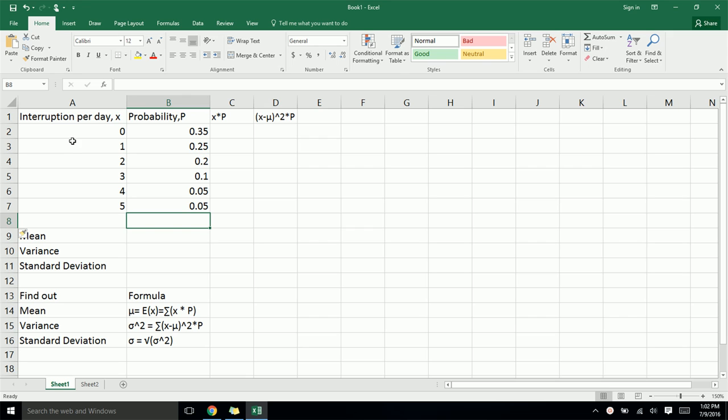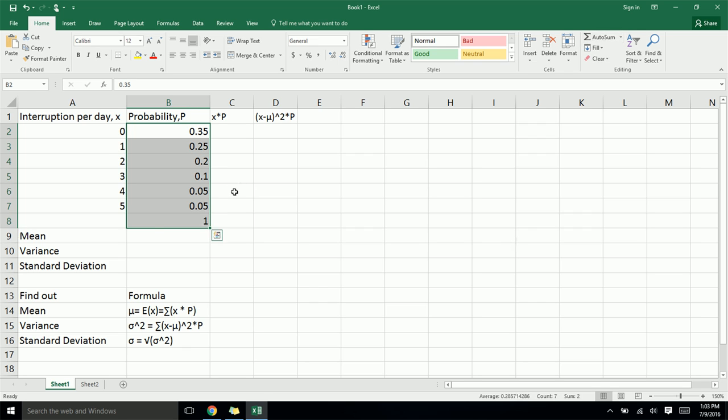For example, here we have the distribution of the number of interruptions per day in a large computer network. This list is collectively exhaustive because all possible outcomes are included. Therefore, the probabilities sum to 1.